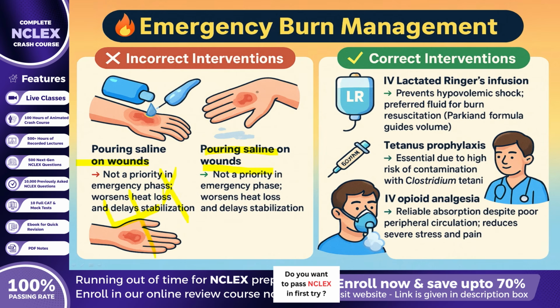In contrast, option 3, initiating rapid intravenous infusion of lactated Ringer's solution, is absolutely correct. Large burn injuries cause profound fluid shifts that can rapidly lead to hypovolemic shock. Lactated Ringer's solution is the fluid of choice because its composition closely resembles plasma and helps prevent metabolic acidosis. The Parkland formula guides how much fluid is needed, and urine output monitoring is the best indicator of adequate resuscitation.